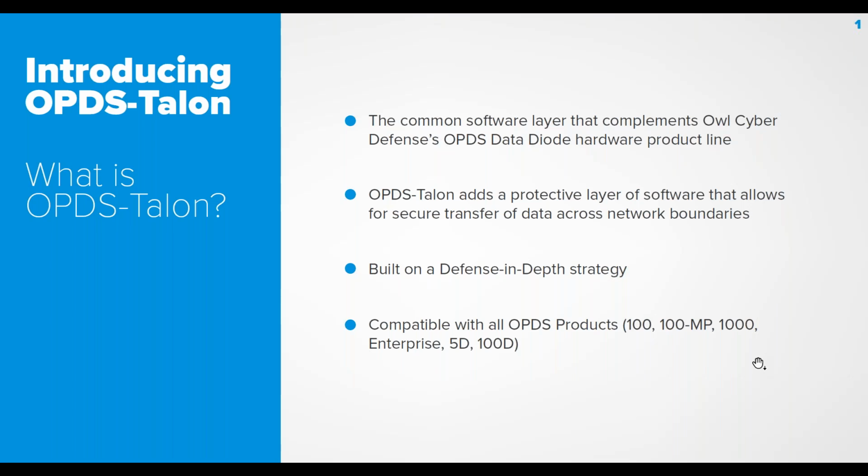In other slides, I'll talk about the proxies that are supported on the platform, but it supports basic features like remote file transfer, whether it's TCP or UDP based. We support UDP unicast as well as multicast, syslogs, SNMP traps, all those common proxies. On the next slide, I'll talk about a defense in-depth strategy and approach that we support. And as the last bullet point out, it's compatible with all our OPDS products, everywhere from the 100 up to our 1,000 and enterprise solutions, as well as our DIN rail based 5D and 100D product.